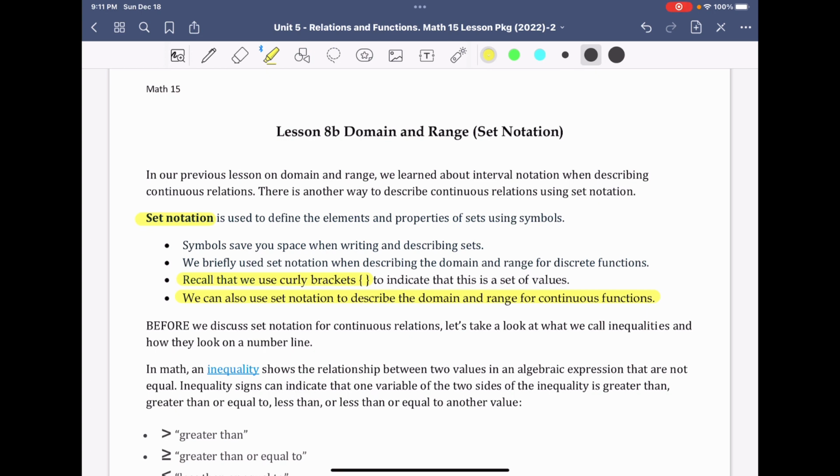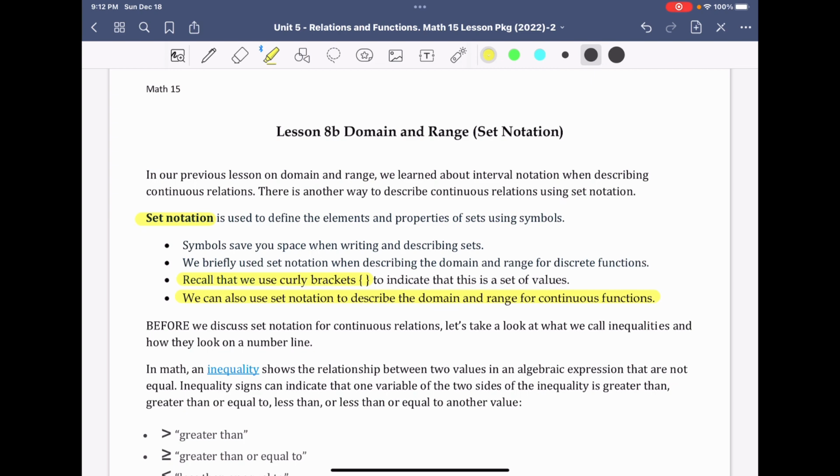So now we have two notations we can use for continuous functions, either set or interval, and either one is correct. Technically, if you were to show either way, that would be totally fine. However, when you go to exams or tests, they might try to show you multiple choice in interval, and then they might put one in set notation. Just know that going forward, interval notation tends to be a little bit more popular, especially at the 20 and 30 level.